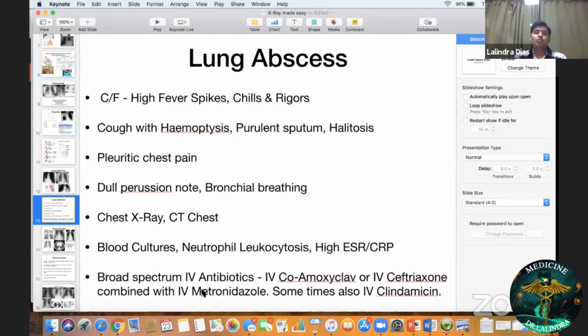Then also, guys, you have to do an X-ray. X-ray, what are we looking for? A rounded opacity with the air fluid level. You also have to do a CT scan. Even in the CT scan, you can see this rounded shadow with air fluid level.